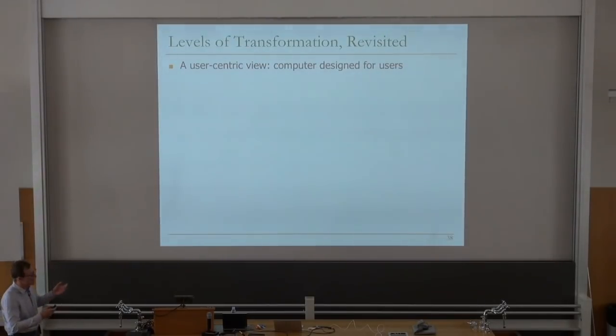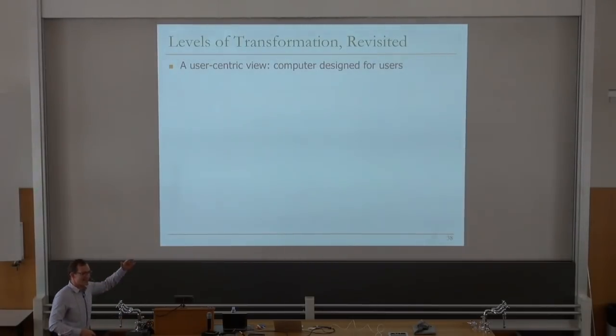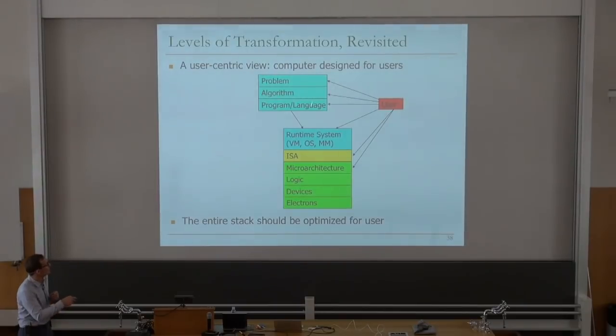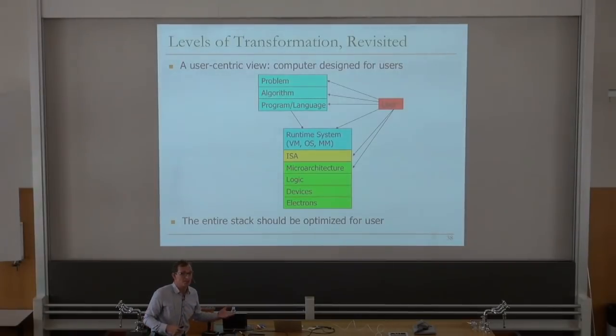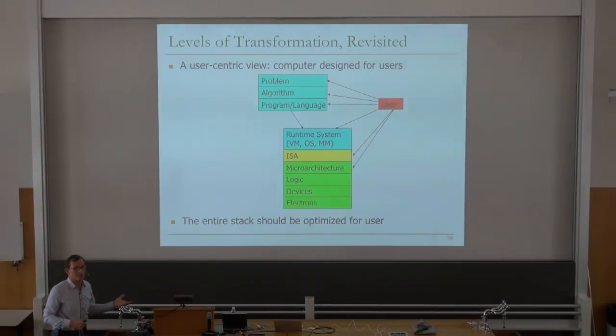So levels of transformation, we could deconstruct that also, right? Nobody said that it's problems and algorithms in a linear fashion, but actually you interact a lot with the user also, so maybe you should think about it differently. That's important, I think. Maybe the entire stack should be optimized for the user. So this is a different view. And also, if you look at some different types of architectures, these levels of transformation may be collapsed a little bit, or you may not even have the ISA in some cases, right?